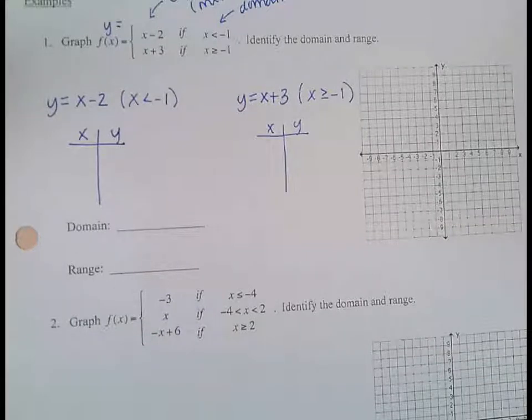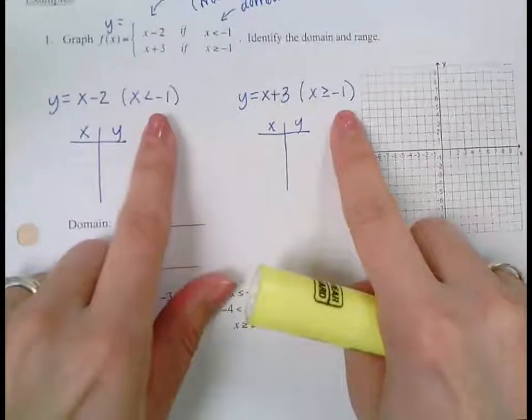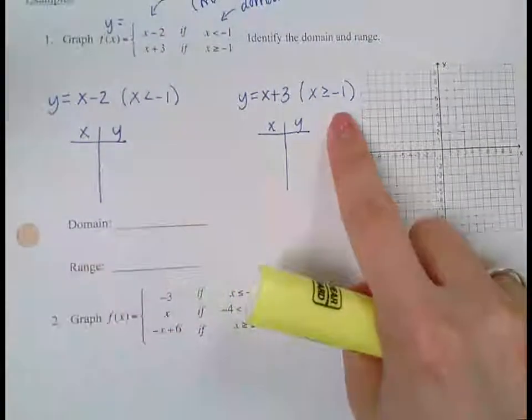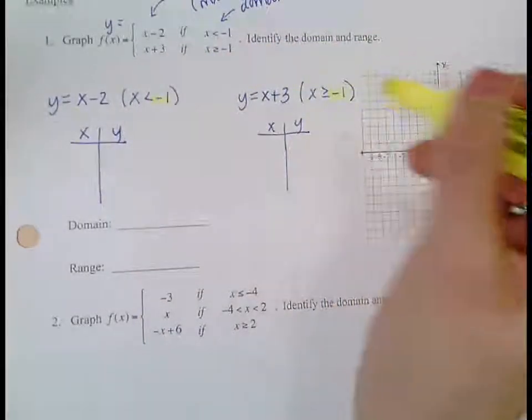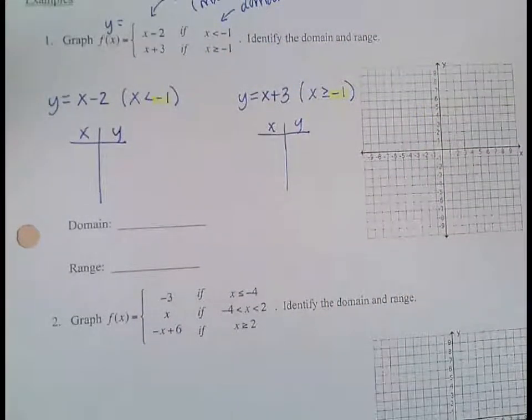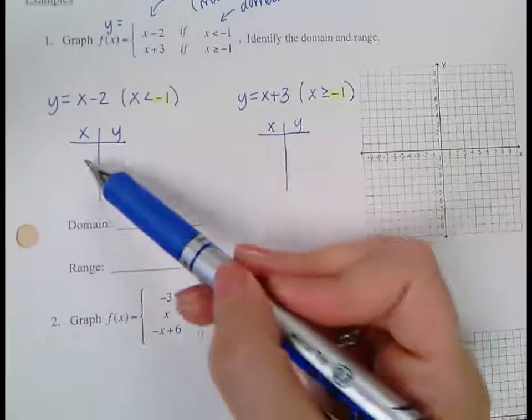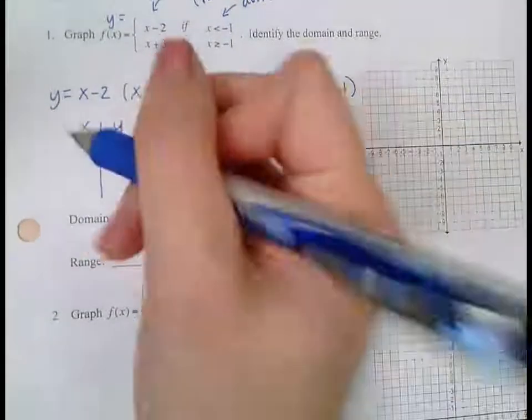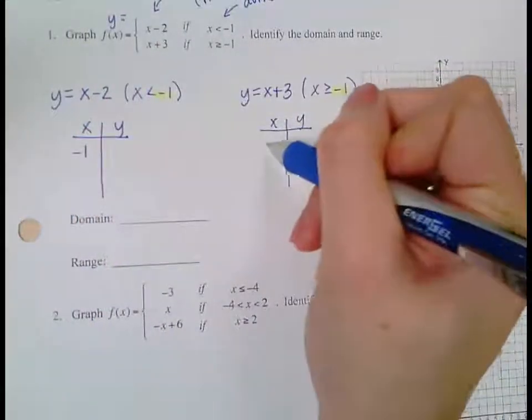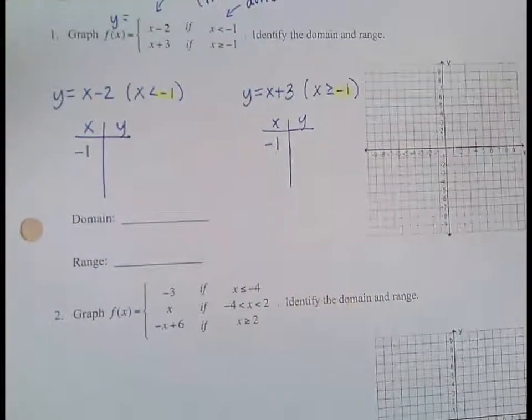And this is how I fill in the tables. So in your two domains, x is less than -1, x is greater than or equal to -1, whatever this value is, the endpoint of each of those inequalities should be the first x value that is substituted into both equations. So the first x value in each of my tables is going to be -1.